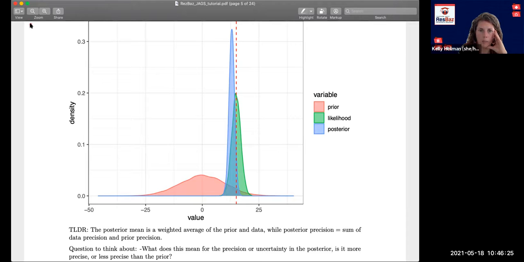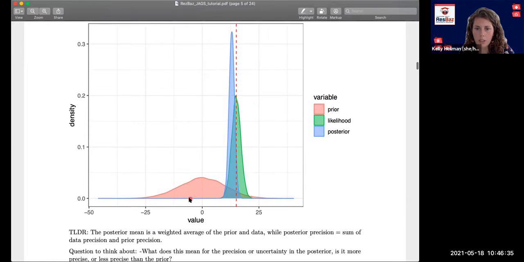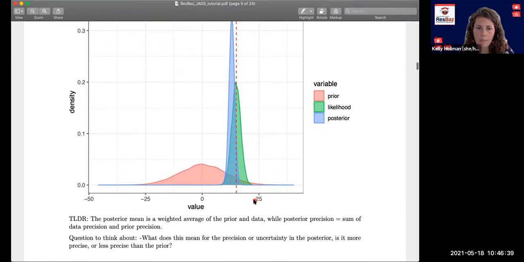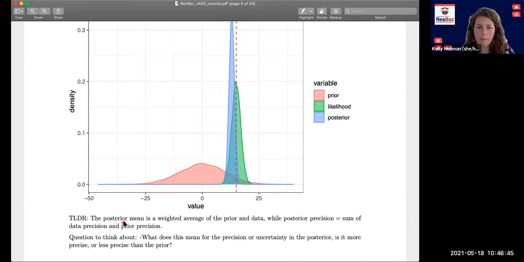And so one thing, a question for the room that you can answer in the chat: what does this mean for the precision or the uncertainty in the posterior? This means that the posterior mean is actually a weighted average of the prior and data. And the other clue I didn't give you is that the posterior precision is the sum of the data precision and prior precision. So do you think that the precision or uncertainty in the posterior will be more precise or less precise than the prior uncertainty?